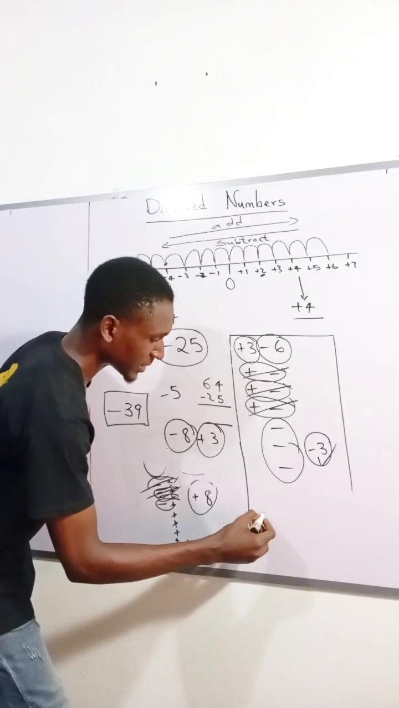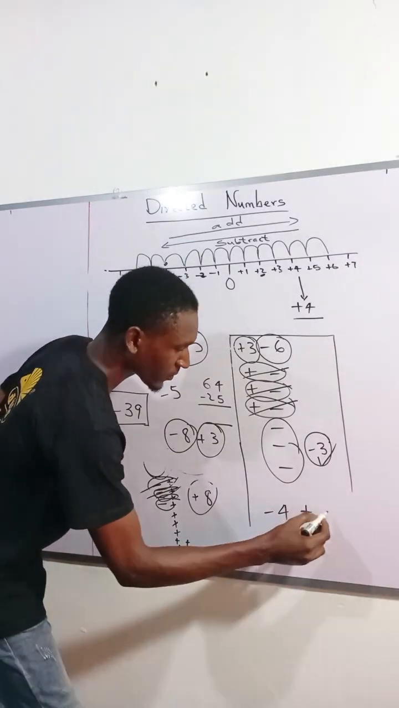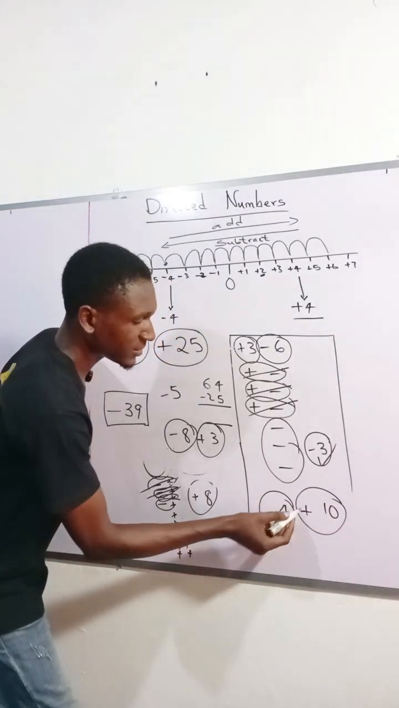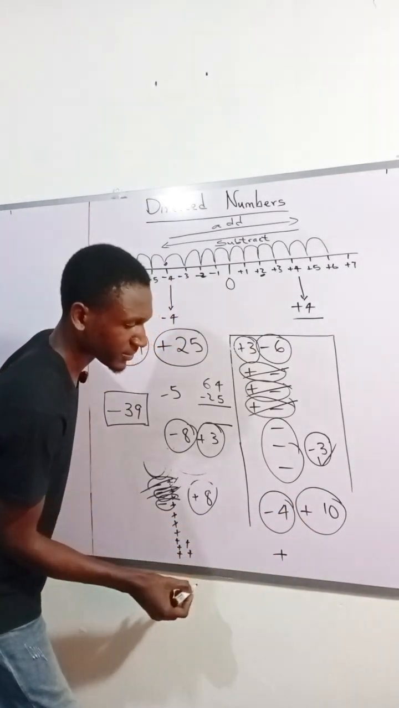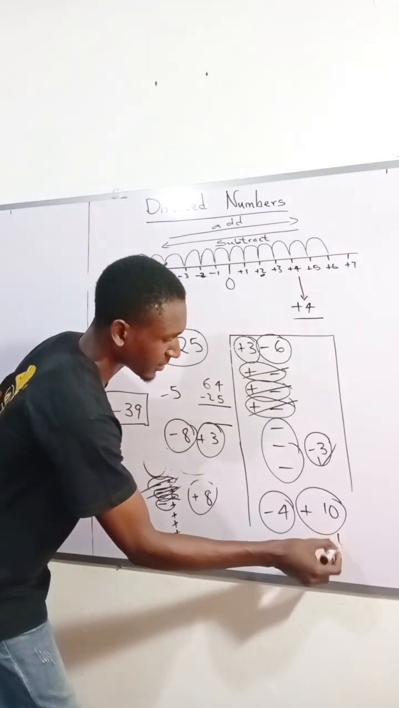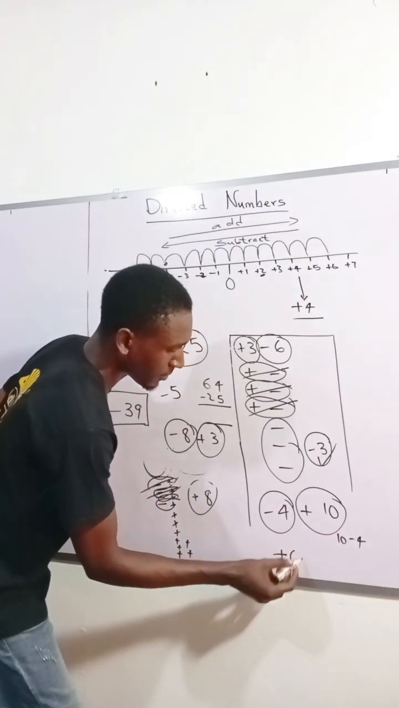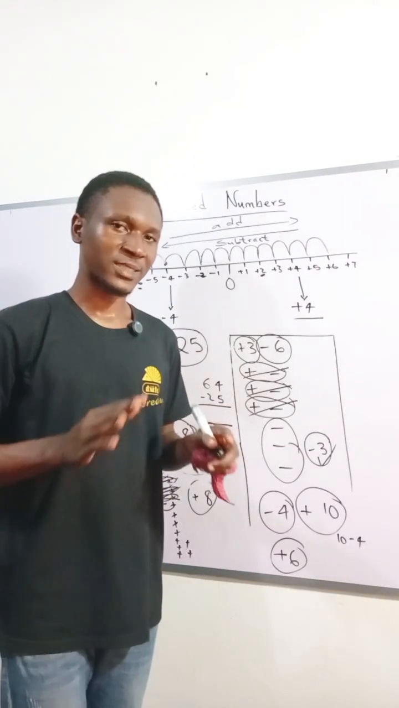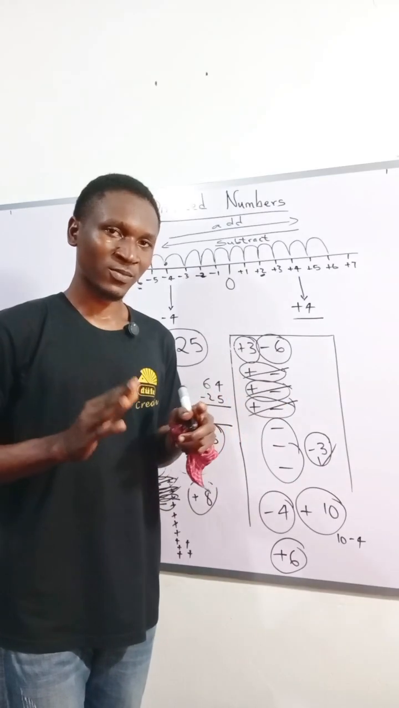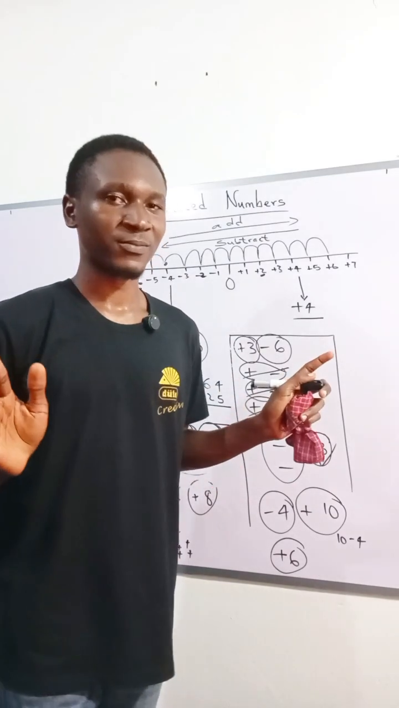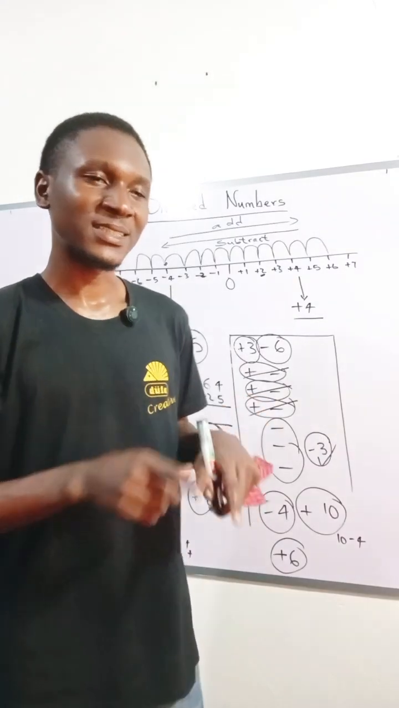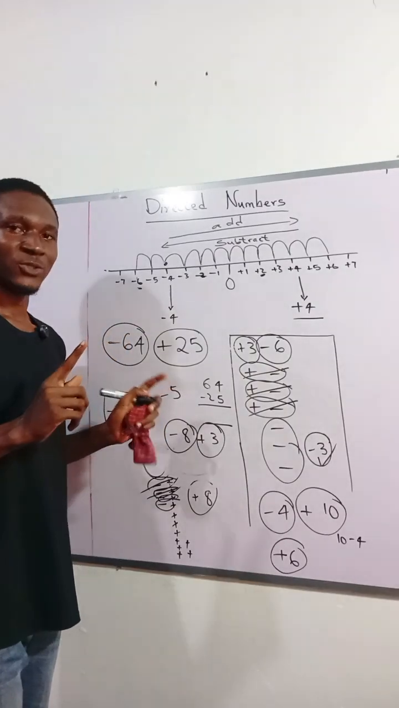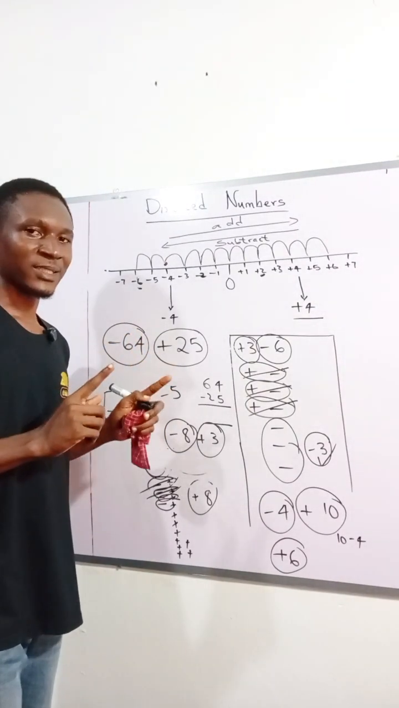Sometimes our positive is bigger. For example, we have minus 4 and plus 10. You see, our minus is 4, our positive is 10. Therefore, since the positive is bigger, your answer will be positive. And then you subtract again, 10 minus 4, and your answer is positive 6. So the rule is, when you have two different directed numbers, two different directions, the first thing you do is subtract the numbers and write your answer. Then the symbol you are going to put is the symbol with the highest number. That is how you do addition and subtraction of directed numbers.